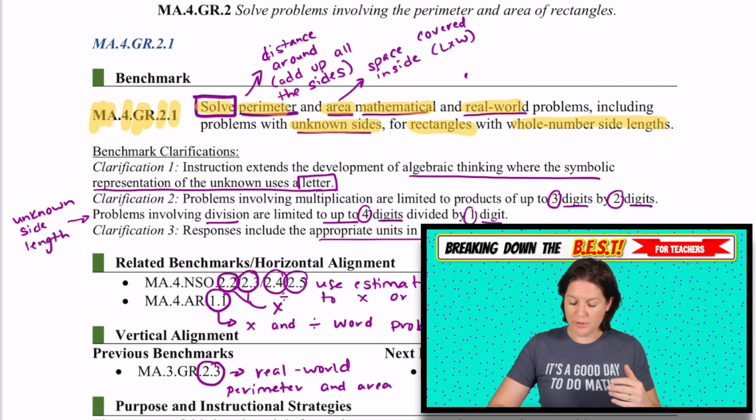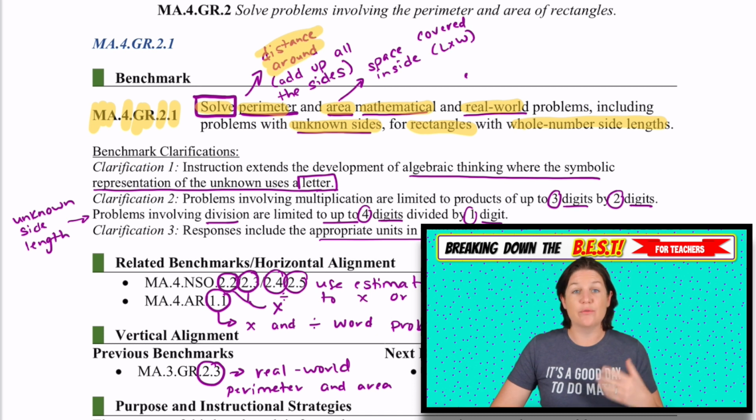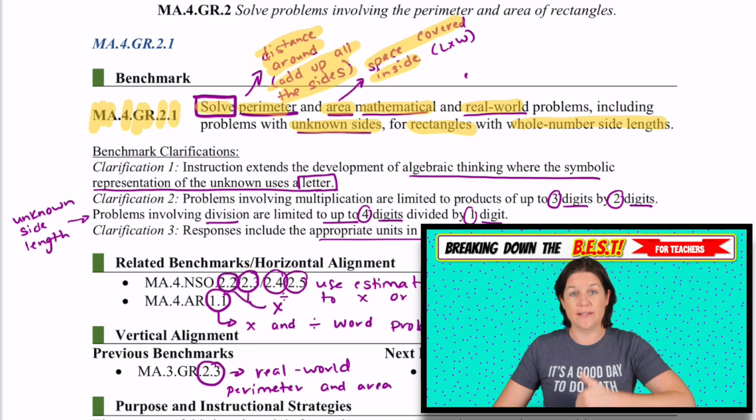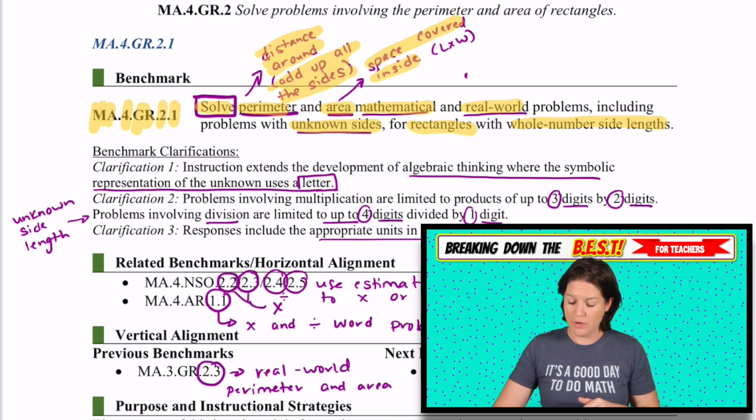Okay, so perimeter is the distance around, or we can also add up all of the sides to determine the perimeter, the length all the way around. The area is the space covered inside, and we can use length times width to figure out what the area is.